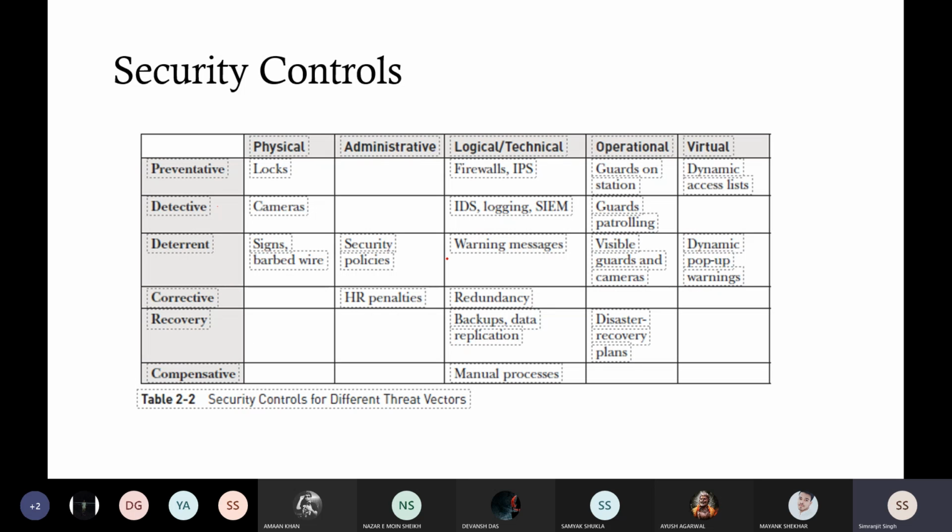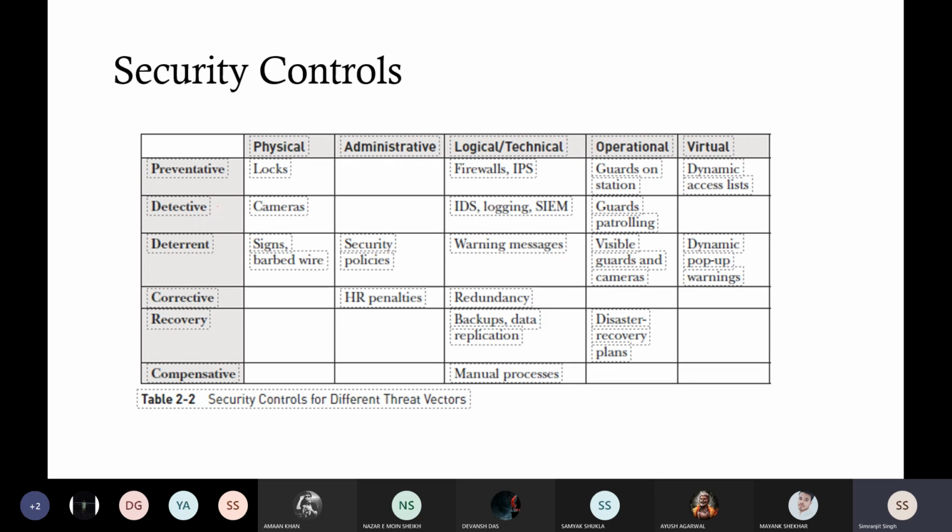Most of these are security protocols, and if you look here, every security protocol is from a different perspective. You have to install physical cameras here. You can install an intrusion detection system, and then there will be a login, and then there will be SIEM, then there will be guards patrolling. So these are some of the security controls that you can install.